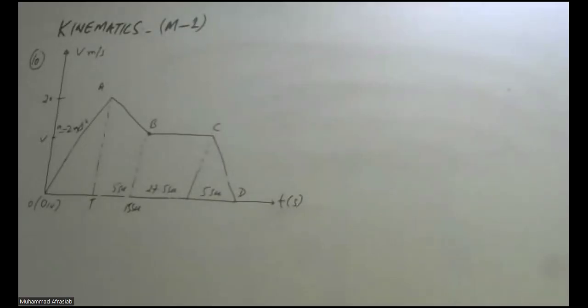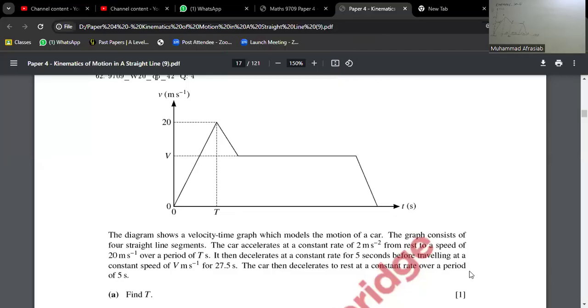We are now starting question number 10 for this exercise of kinematics for mechanics. The question statement is: the diagram shows a velocity-time graph which models the motion of a car. The graph consists of four straight line segments.